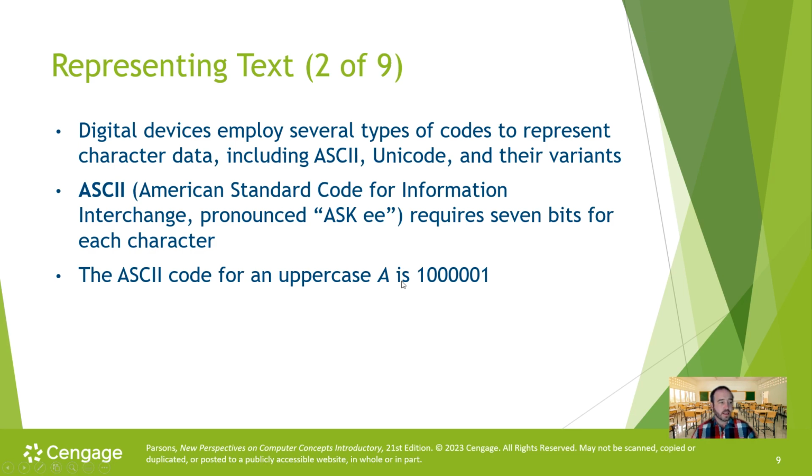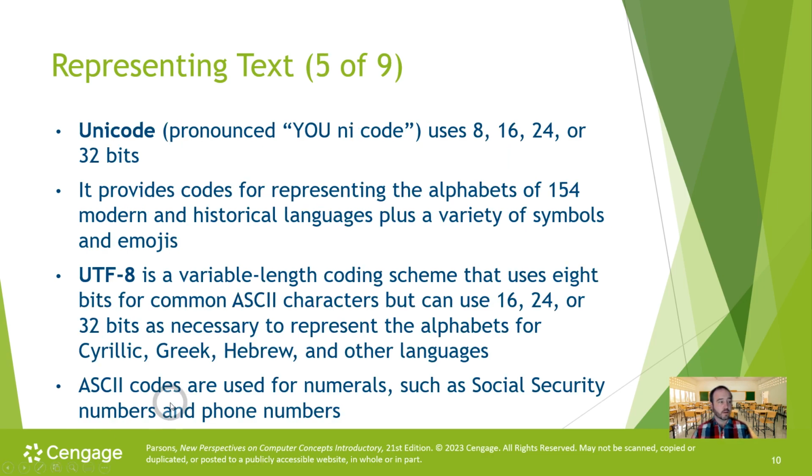So ASCII for A is 1000001. B is 1000010. Each one just goes up by 1. C is one more than that. D is one more than that. And you add up all this table. Remember, capital A is different than lowercase a because it's a different visual representation of data.